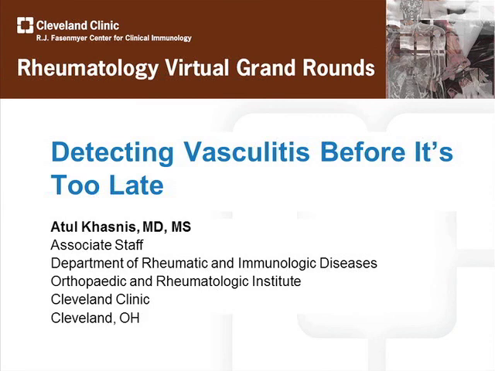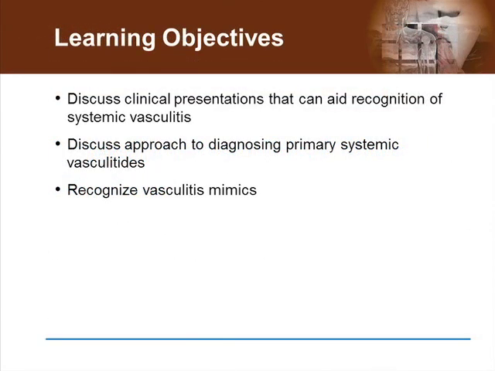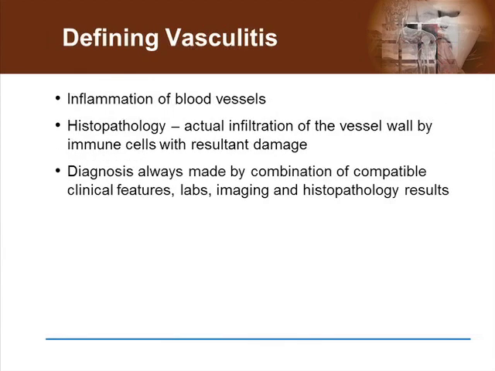So as all of you are aware, the primary systemic vasculitic diseases are fairly rare, but when they are present, it's important to detect them early and treat. So the learning objectives for this presentation are to discuss clinical presentations that can aid the recognition of systemic vasculitis, also discuss the approach to diagnosing these diseases, and going a little bit over recognizing vasculitis mimics.